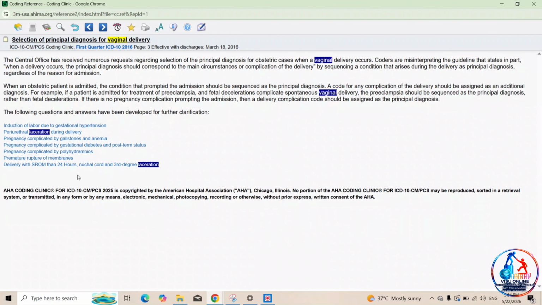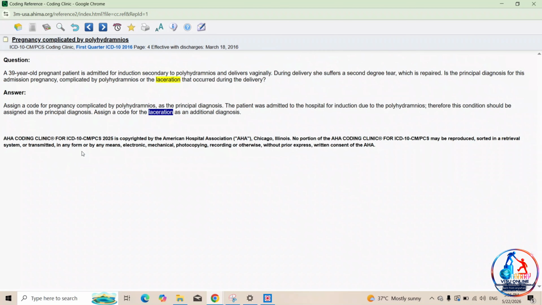Pregnancy complicated by polyhydramnios. What is polyhydramnios? Accumulation of fluid in the amniotic sac is called polyhydramnios. A 39-year-old pregnant patient is admitted for induction secondary to polyhydramnios and delivers vaginally. During delivery, she suffers a second-degree tear, which is repaired. Is the principal diagnosis for this admission pregnancy complicated by polyhydramnios or the laceration that occurred during the delivery? Answer: assign a code for pregnancy complicated by polyhydramnios as the principal diagnosis.